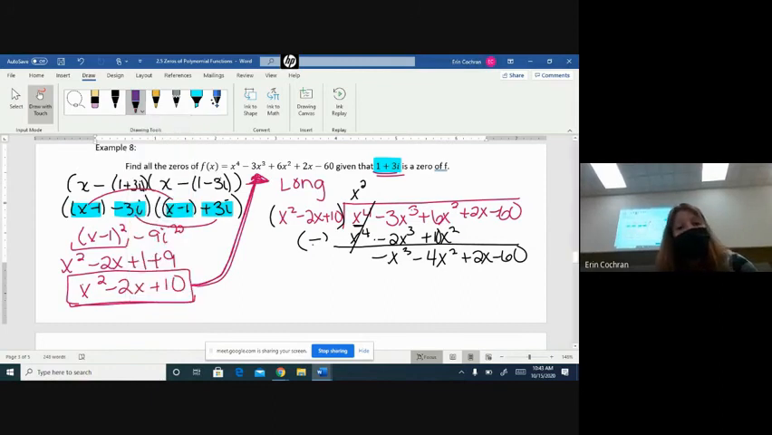All right, now x squared times what gets me to a negative x cubed? Negative x, right?